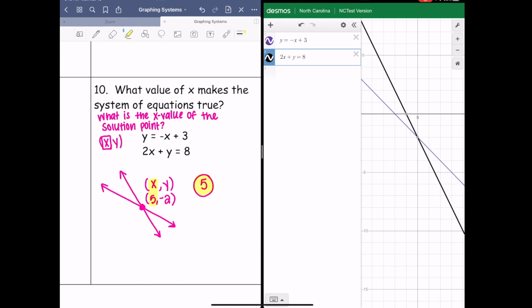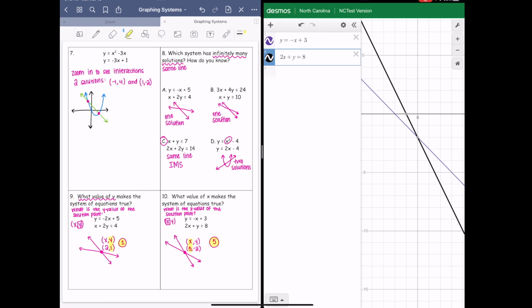Okay, so this is pretty much all the different types of questions that you would see about systems of equations and how many solutions and what types of solutions there are.